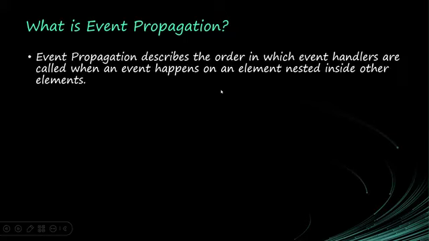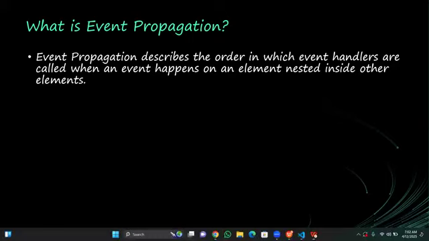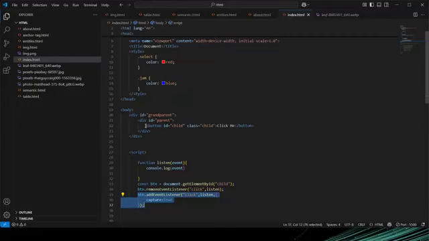Okay, so what is event propagation? Event propagation describes the order in which event handlers are called when an event happens on an element nested inside another element. So when you have an element nested inside another element and an event happens on that nested element, there is a way the whole event flow occurs. When we go back to our code, you can see that this button is inside another div, and this div is also inside another div. So there is a way this whole eventing happens, and that is what we call event propagation.